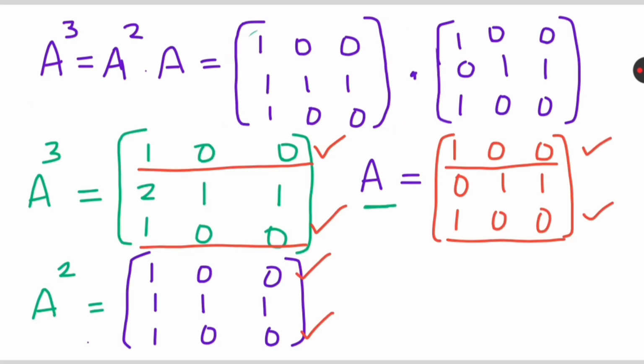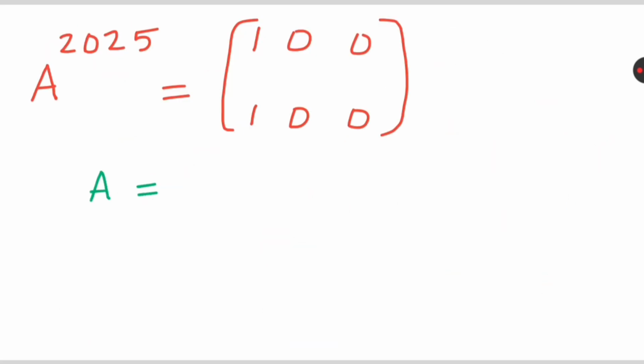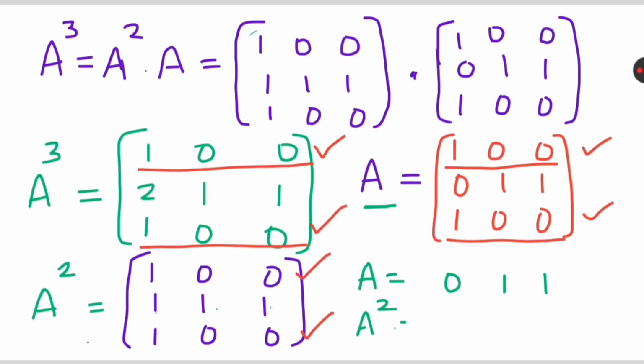In A, now observe the second row. What we have? We have 0 1 1. The second row is 0 1 1. In A power 2, the second row is 1 1 1.